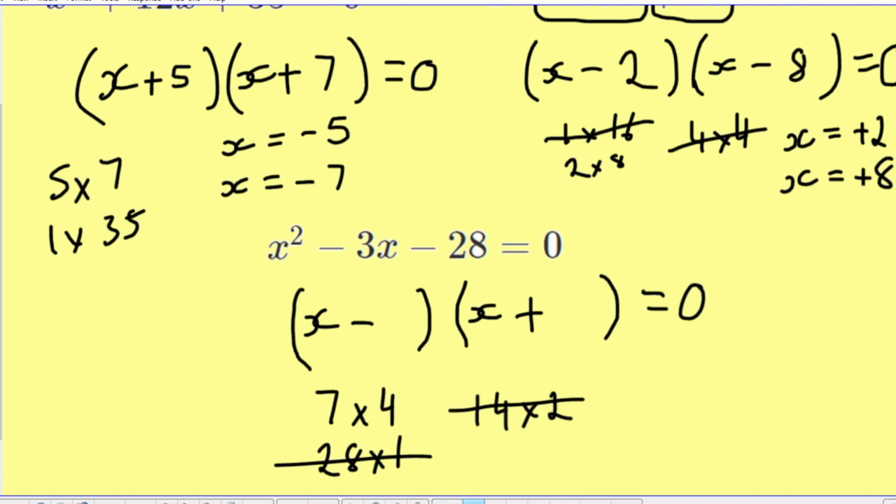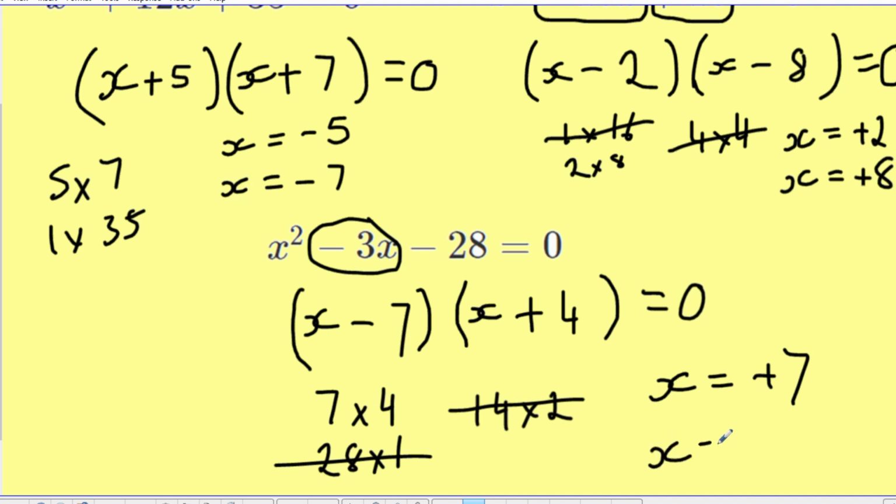Okay, so I'll put in here minus 7 plus 4 gives me minus 3. Remember, if we had it the other way around, if I put minus 4 there and plus 7, that's going to give me positive 3. I need negative 3. So this is my answer. So my final answer, x can be, remember, the opposite of this, plus 7, or it can be the opposite of this, minus 4. Okay, so that is factorizing to solve.